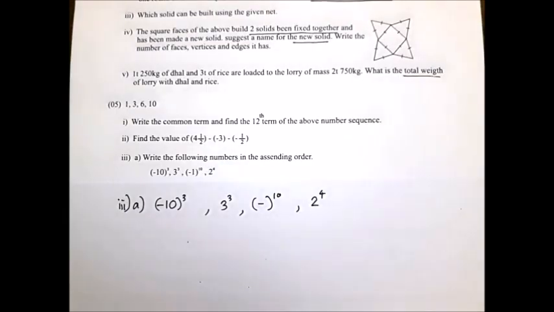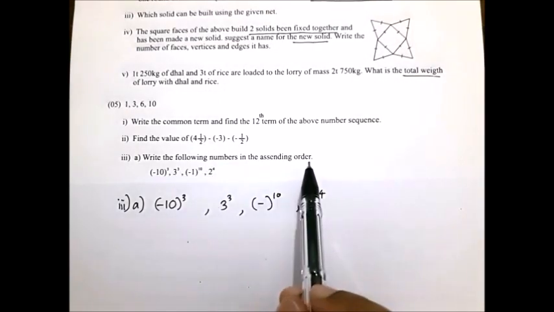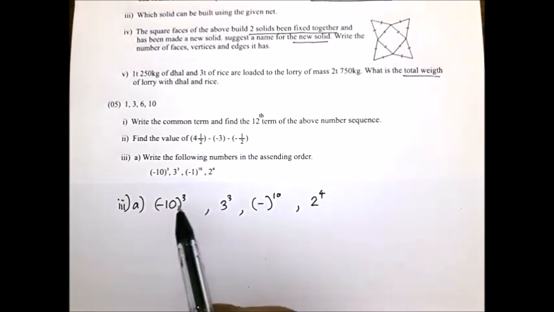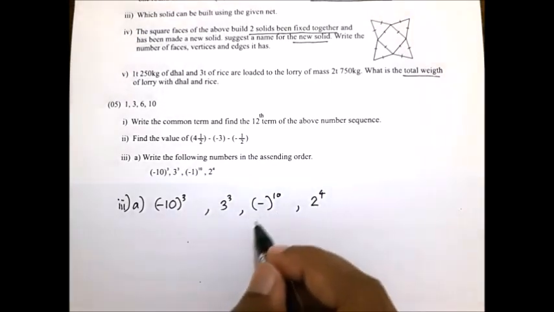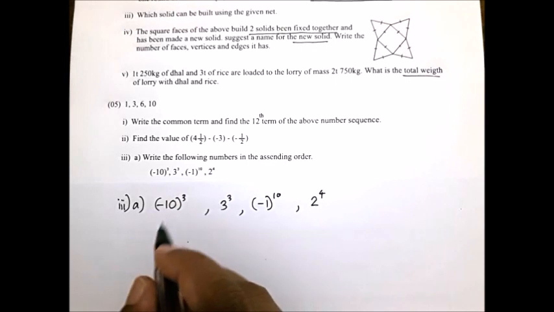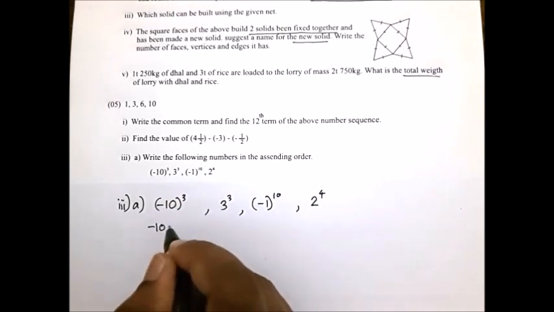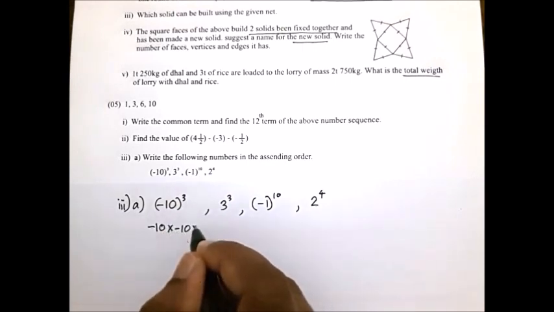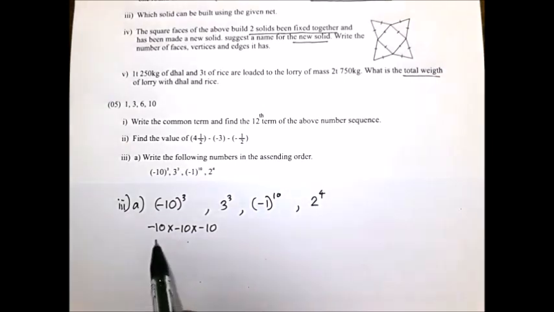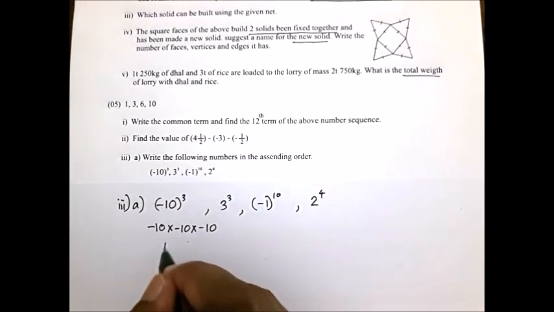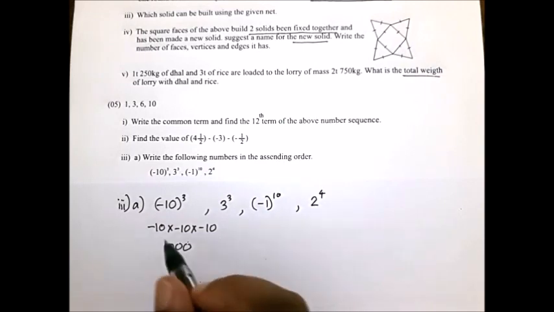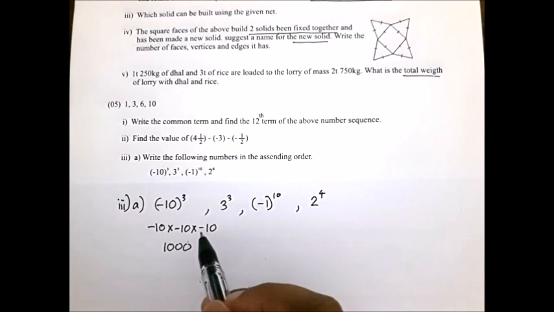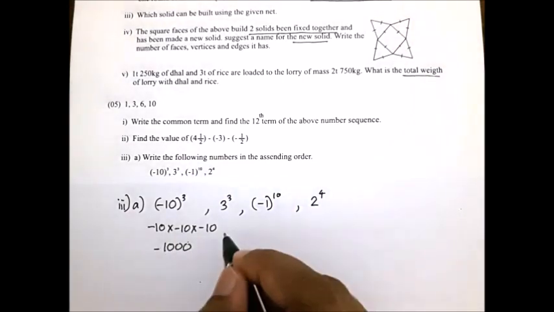Third part. Write the following numbers in ascending order. First expand these powers. Minus 10 to the power 3: minus 10 multiplied by minus 10 multiplied by minus 10. 10 multiplied by 10 is 100, 100 multiplied by 10 is 1000. Minus multiplied by minus is plus. Plus multiplied by minus is minus.